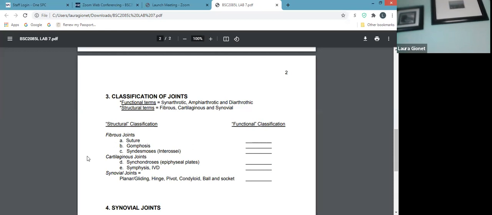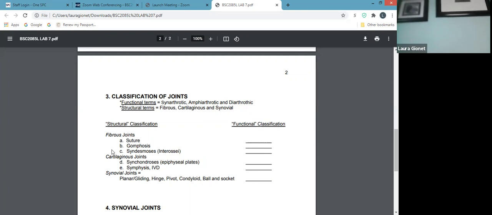Okay, so remember, if it's a structural classification, what kind of tissue holds those two bones together? It's either a fibrous, cartilaginous, or a synovial joint. If we ask you about the functional classification of a particular joint by pointing to it, then we're asking you to answer either synarthrotic, amphiarthrotic, or diarthrotic. Synarthrotic being the least amount of movement, none. Amphiarthrotic, a little bit of movement. Diarthrotic, a lot of movement.